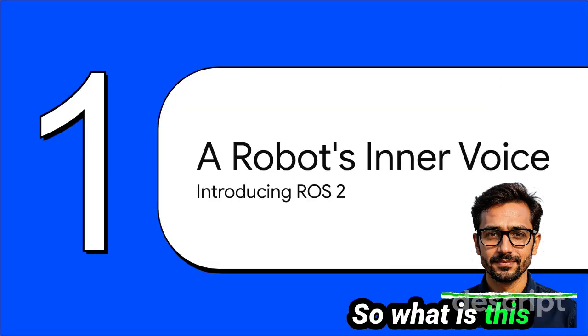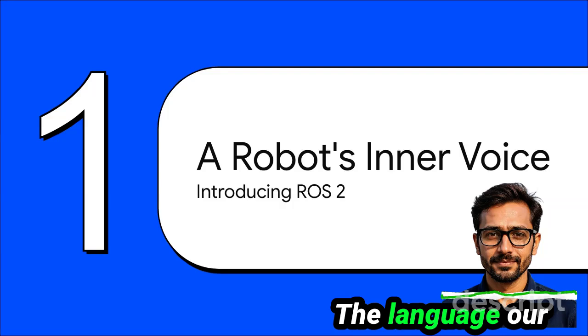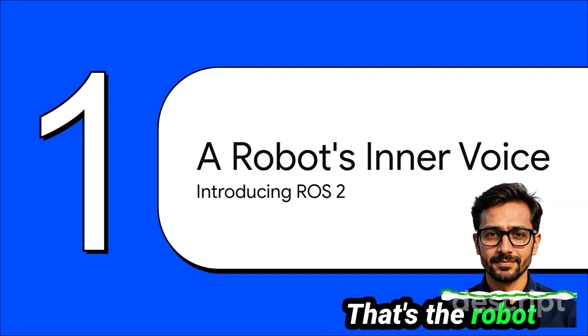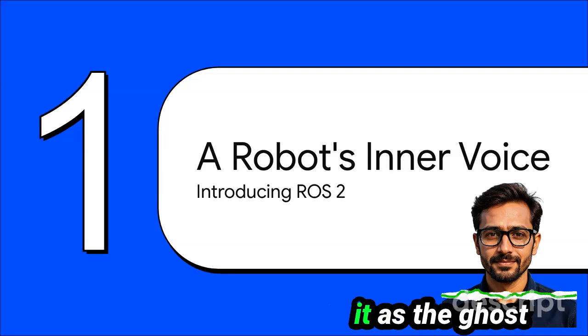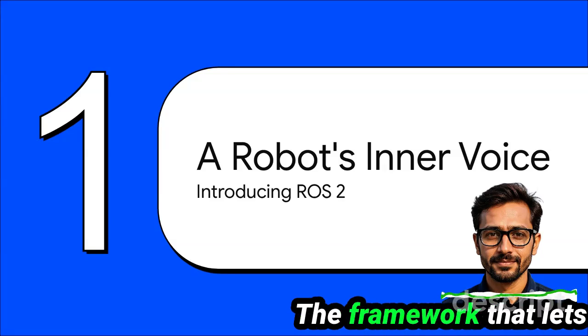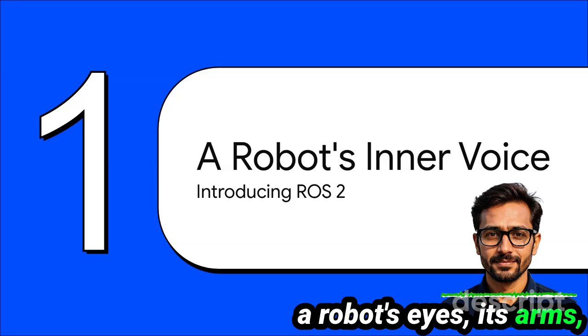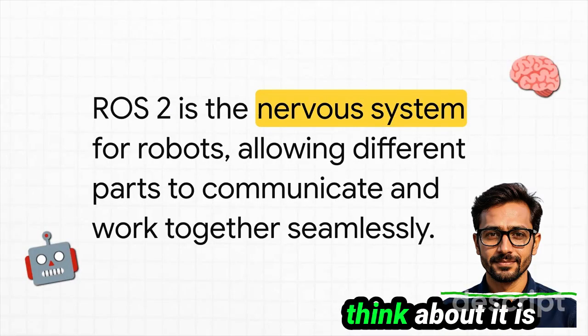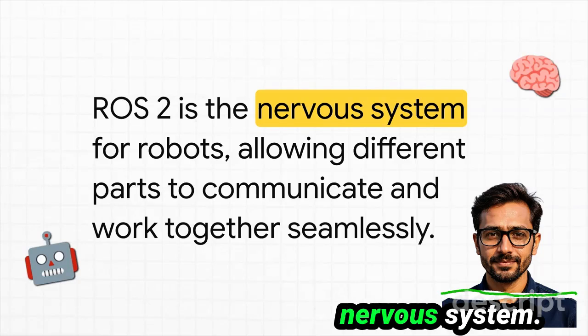So what is this invisible conductor? The language our blueprint is written in is called ROS2. That's the Robot Operating System. You can think of it as the ghost in the machine, the framework that lets a robot's eyes, its arms, and its wheels all speak the same language. The best way to think about it is like a biological nervous system.